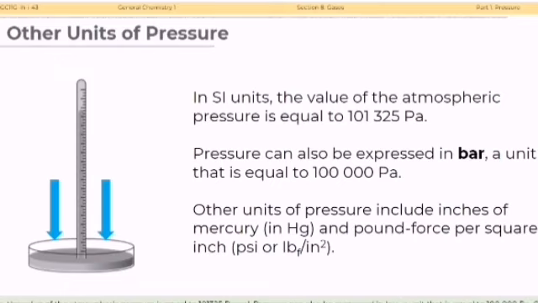In SI units, the value of the atmospheric pressure is equal to 101,325 Pascal. Pressure can also be expressed in bar, a unit that is equal to 100,000 Pascal. Other units of pressure include inches of mercury and pound force per square inch.